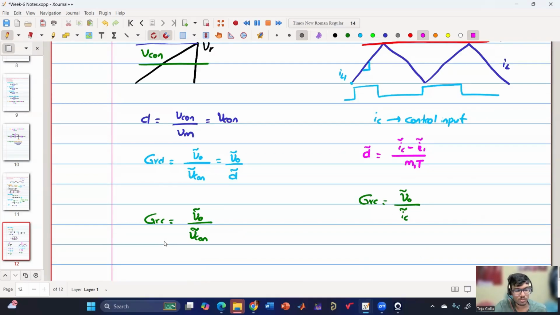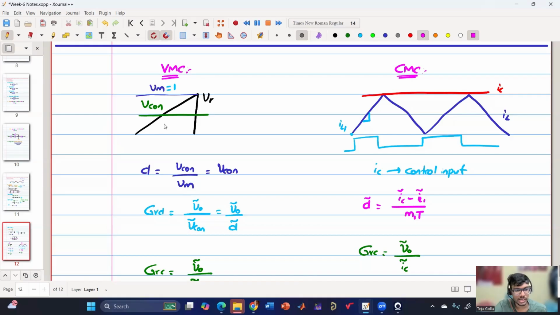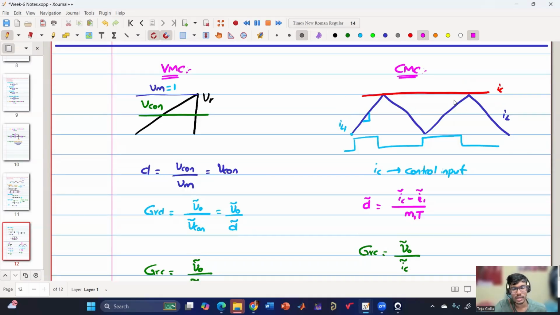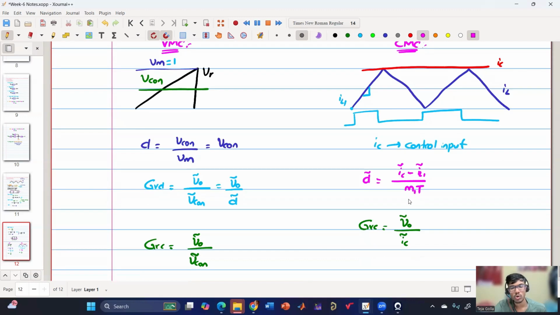Only in the case of voltage mode control, my GVC will become GVD if Vm equals 1. However, the control input is Vcon, so the control to output transfer function is V0 by Vcon perturb. In the current mode control, the control to output transfer function is V0 by IC perturb. So we have to always check what our control input is.